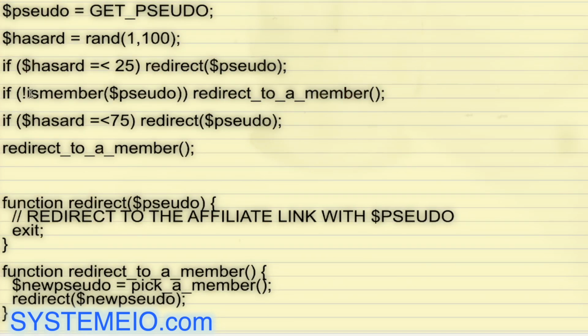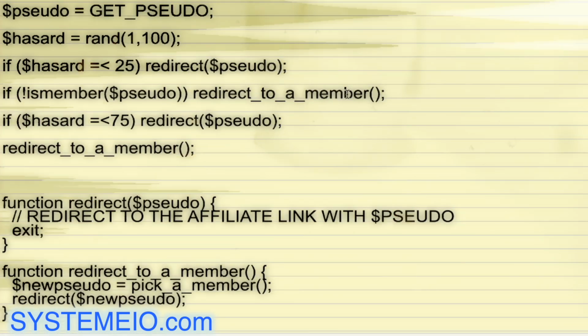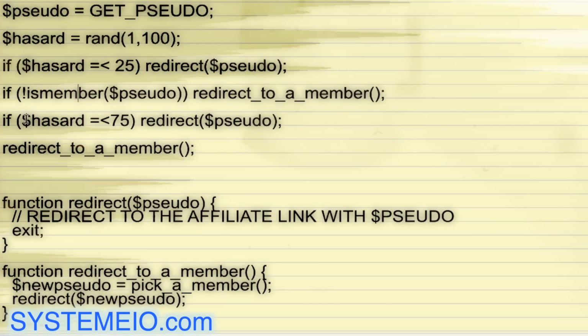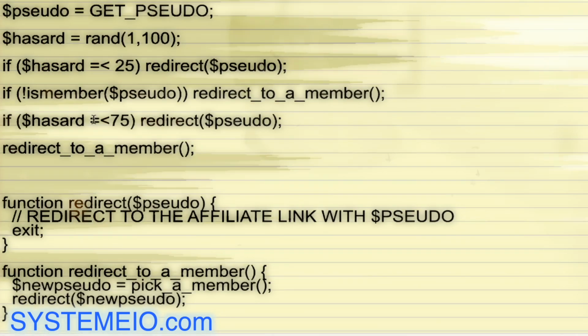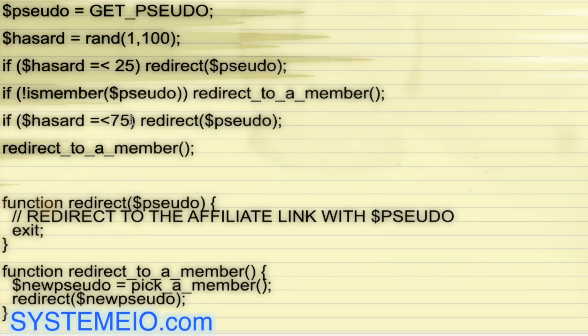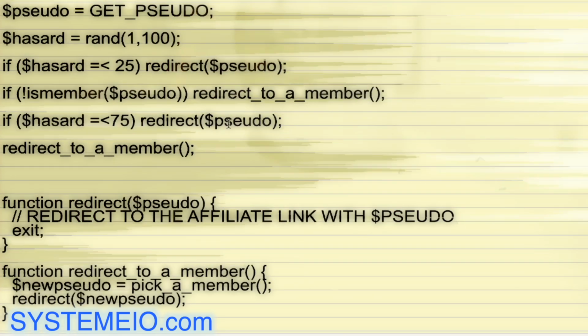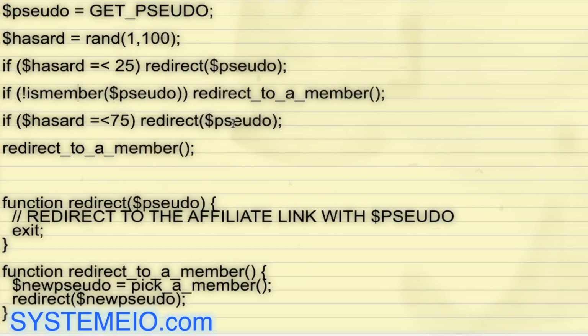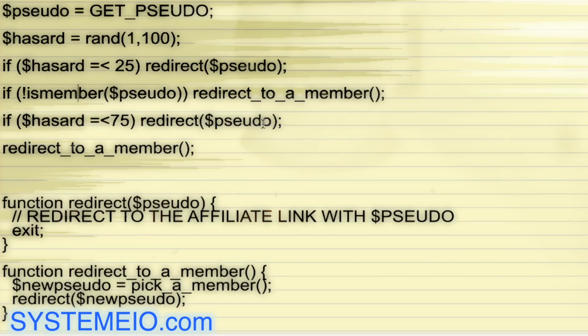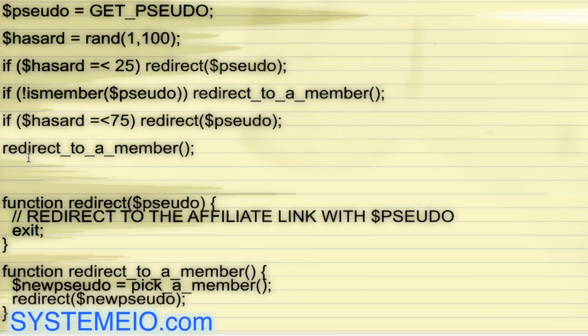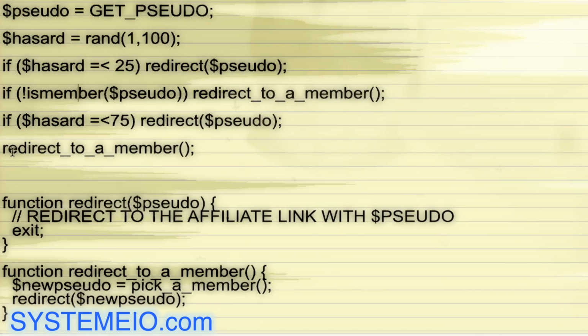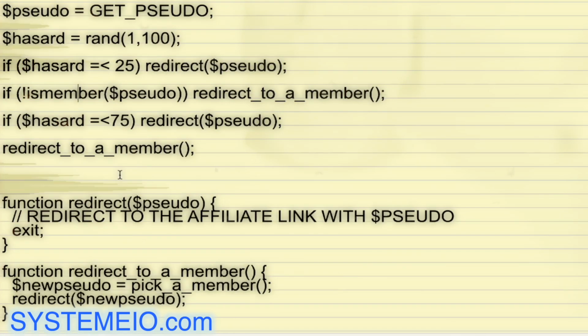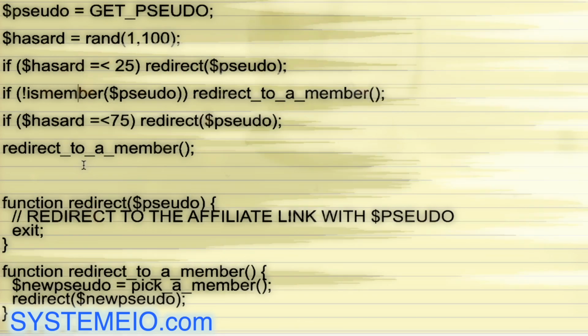Okay, but if it's a member, so it didn't get redirected, then we need to check further. If this random number is equal to or less than 75, then you redirect with the original affiliate ID. So at this point, it will be only for members. It's 3 times out of 4, it will redirect with their own affiliate ID. If not, so if it's the 25% for a member, then you redirect to a member. So that's the end of the logic.